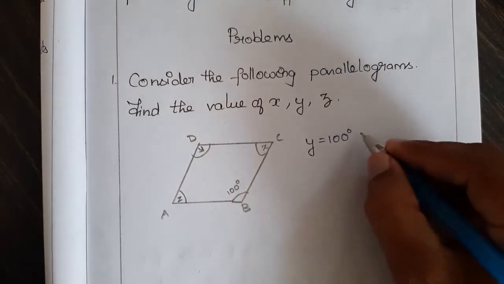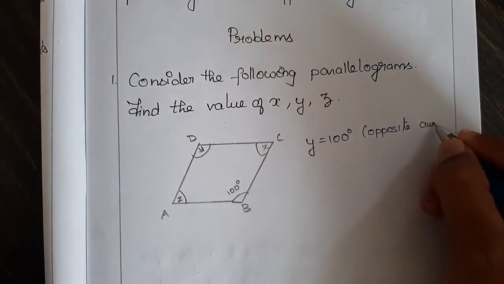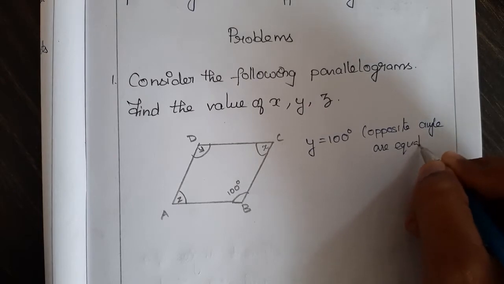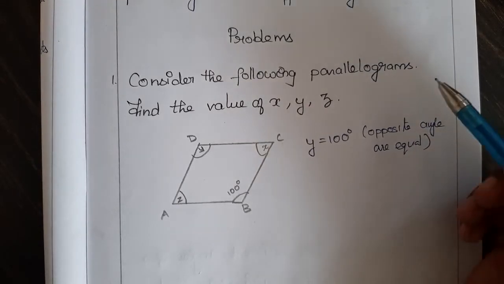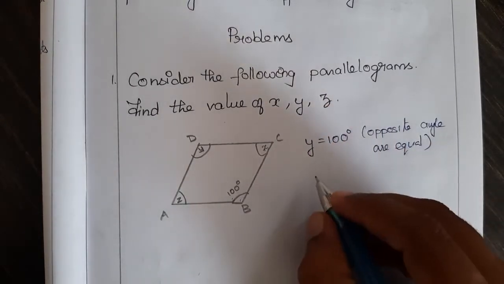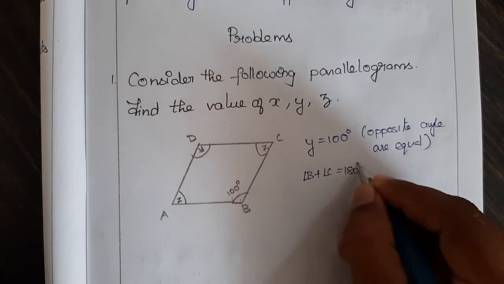Since it's a parallelogram, opposite angles are equal, right? And what about the adjacent angle? Adjacent angles are supplementary, right? So angle B plus angle C is equal to 180 degrees.